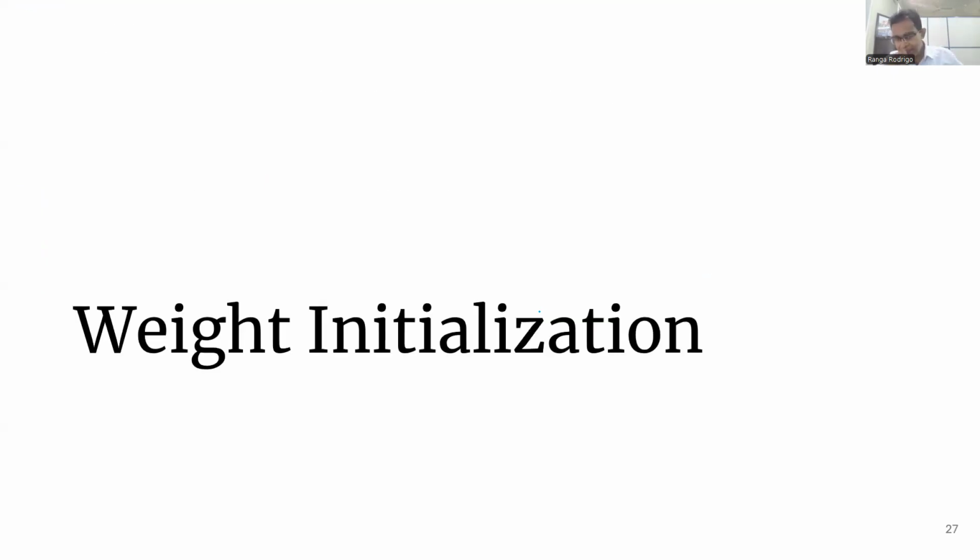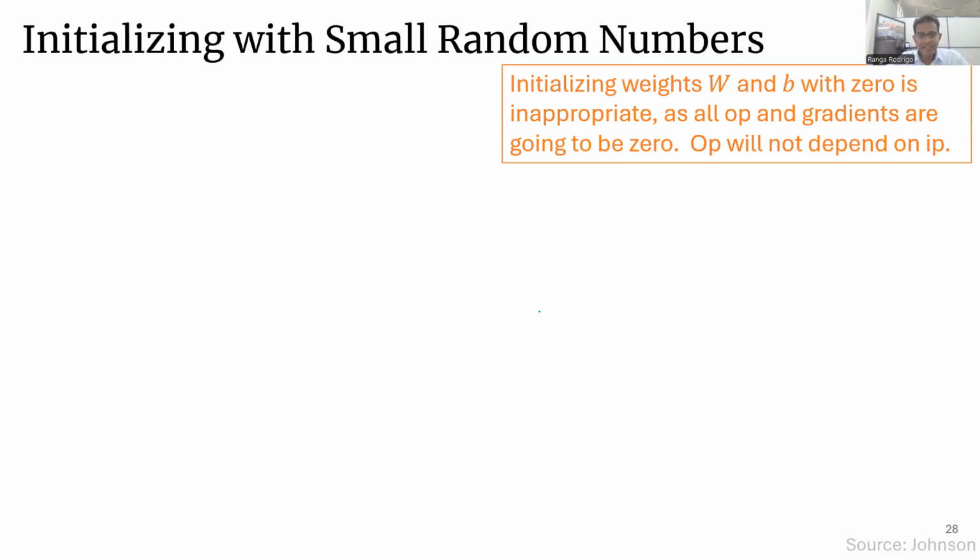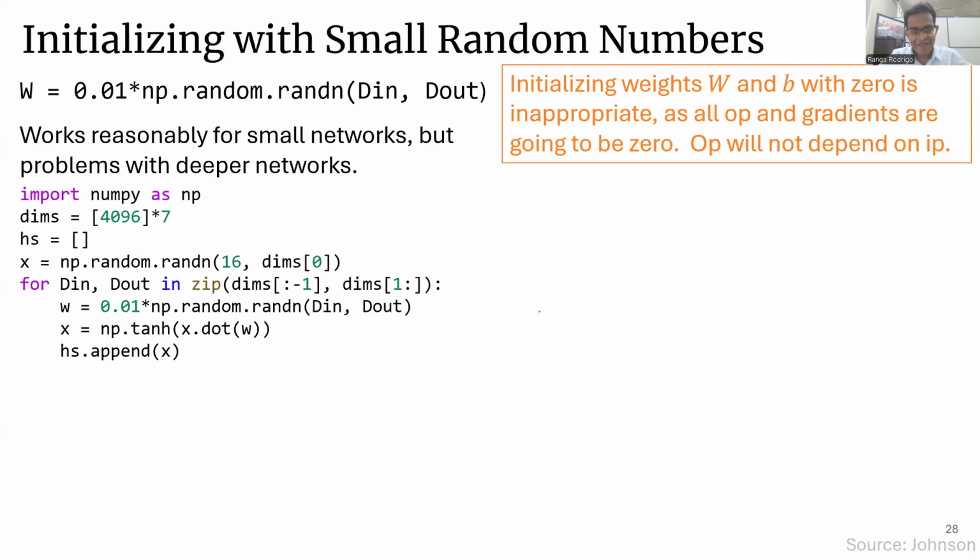Okay. Then let's talk about weight initialization. In the convolutional neural network, we have the weights, that means the weights of the convolution parameters, and the weights in the fully connected layers. How do you initialize them? Initializing the weights W and B with 0 is inappropriate, because if all W's are 0 and all B's are 0, the gradient is 0. So nothing will happen. So you have to initialize them.